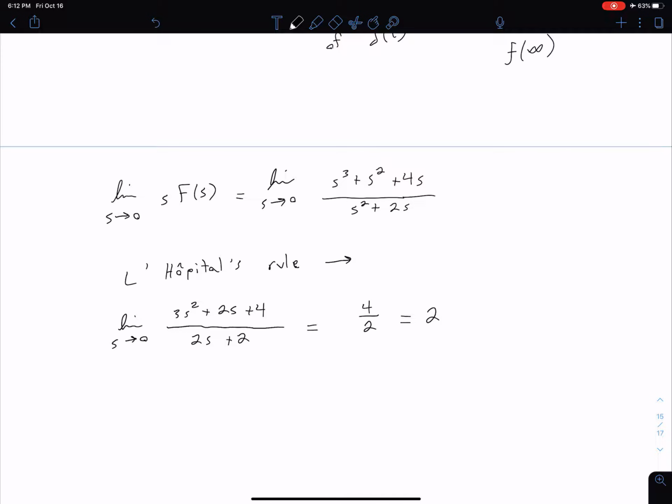Remember, what our final value theorem says is that this limit is equal to our f at t equals infinity. Let me write this loosely as f of infinity. The specific language we had was the limit as t goes to infinity of f of t, but basically it's the final value of our time function. So the question to ask ourselves then is, does this value make sense?